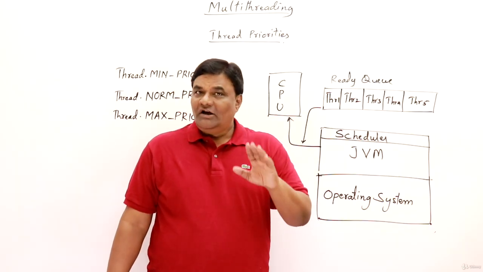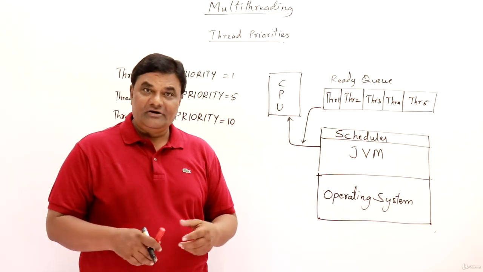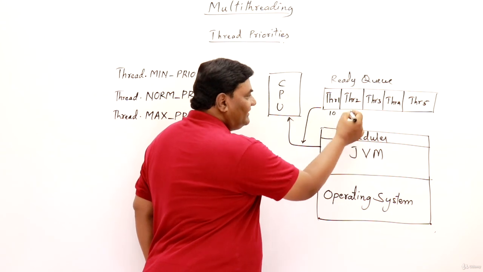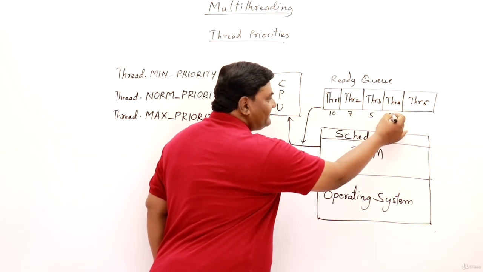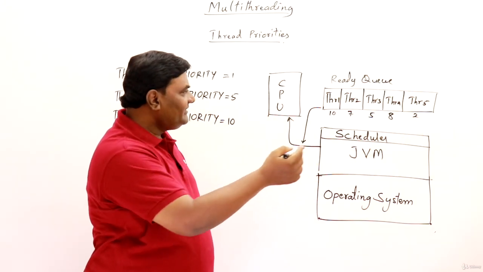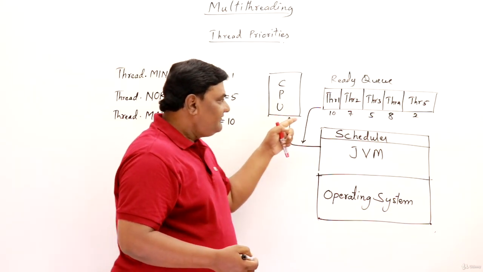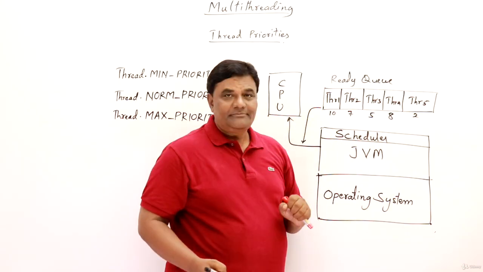Now comes priorities. Let us say this thread is having a higher priority, 10, and this one has 7, this is 5, this is 8 and this is 2. So the threads are having different priorities. Java supports priorities from 1 to 10. So I have given some priorities. Who is having the highest priority? The first thread is having the highest priority.